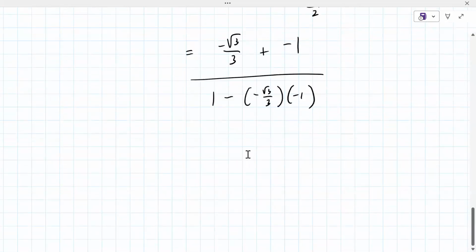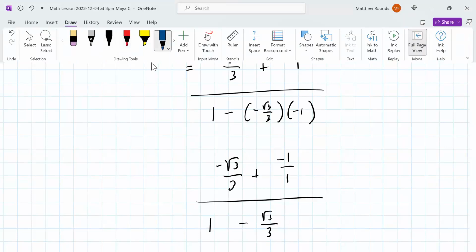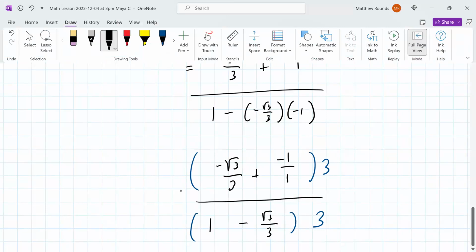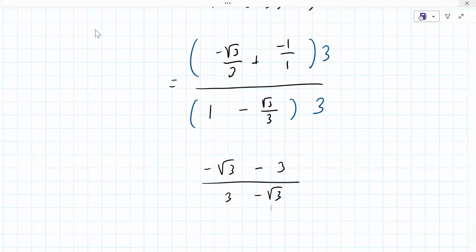From here, it's just more algebra than anything. It's not difficult. This is 1 minus square root of 3 over 3. So what I would do first here is multiply the top and bottom by 3 to clear out the fraction in both. And then I would rationalize. Minus square root of 3 minus 3 over 3 minus square root of 3. And then you'd have to rationalize here, so you multiply top and bottom by 3 plus square root of 3.